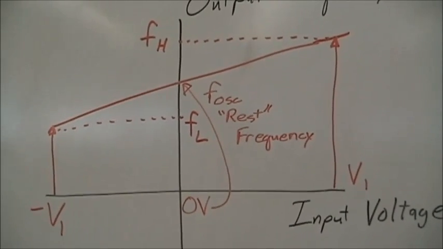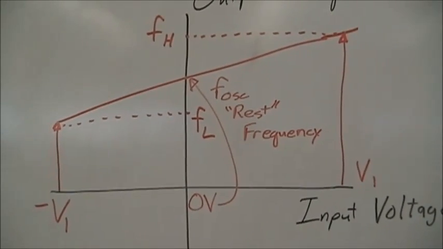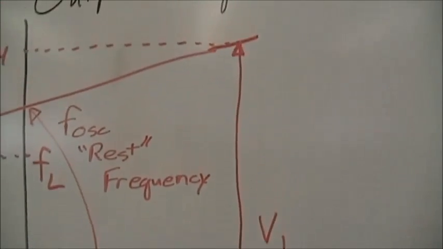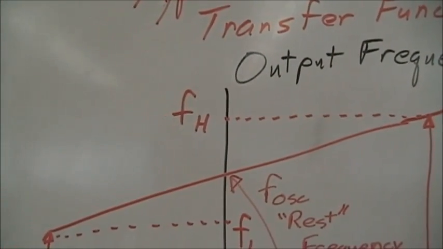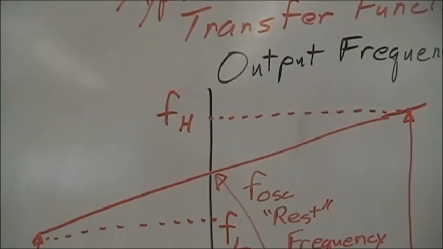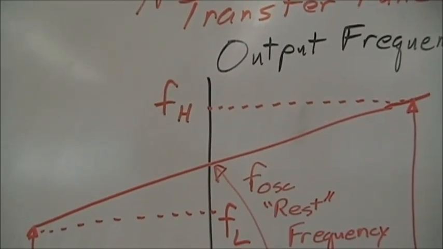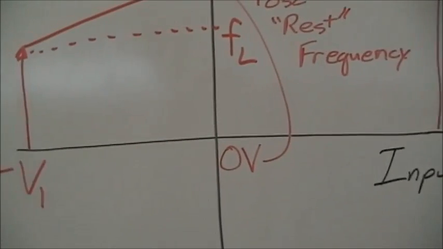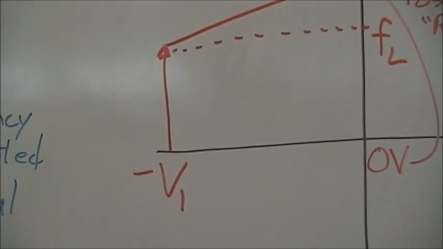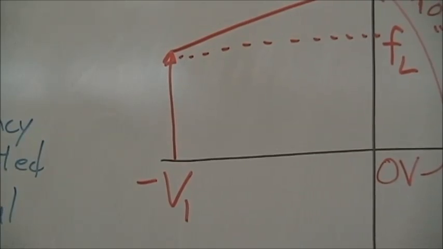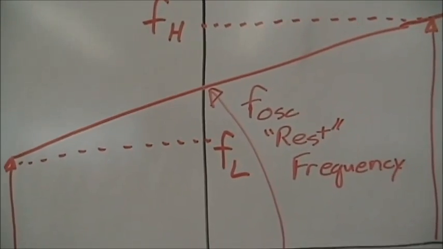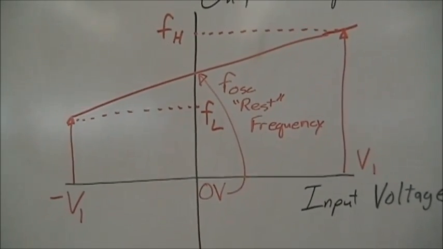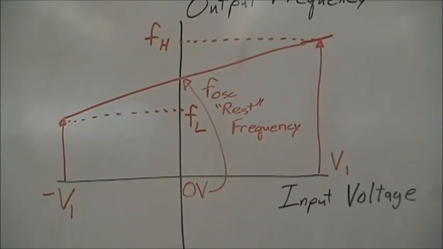Now assuming the VCO transfer function is linear, if we input a voltage V1, we will produce an output frequency FH. In this case, a higher frequency signal than the original rest frequency. Also, if we input a minus V1 signal voltage, we would produce an FL frequency. So we have a variable frequency oscillator. This is the heart of FM signal generation.